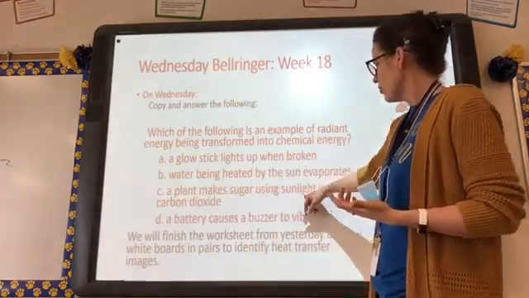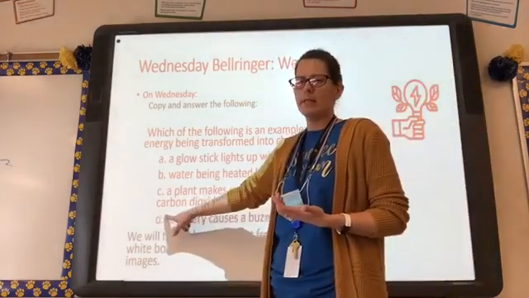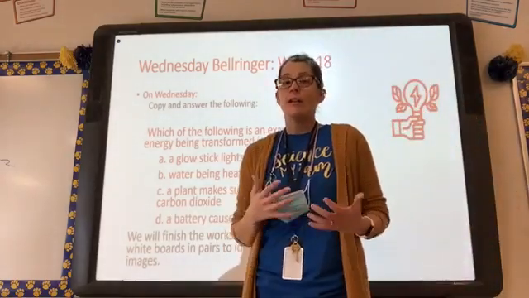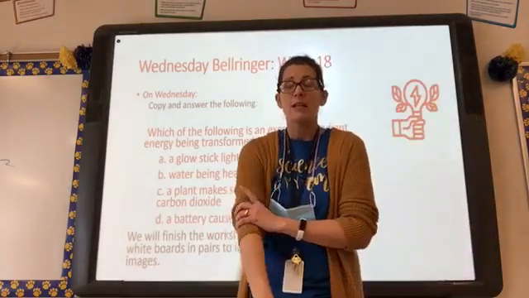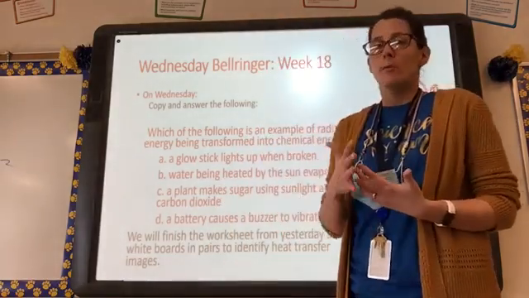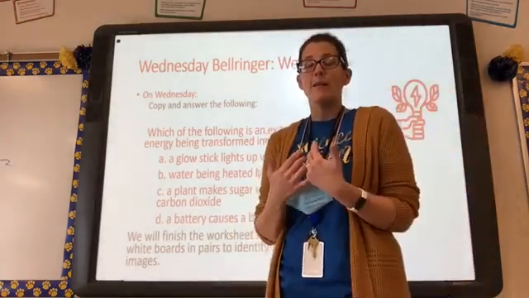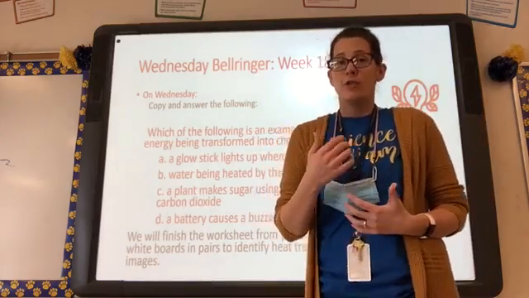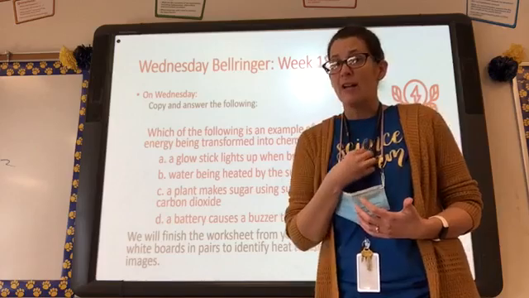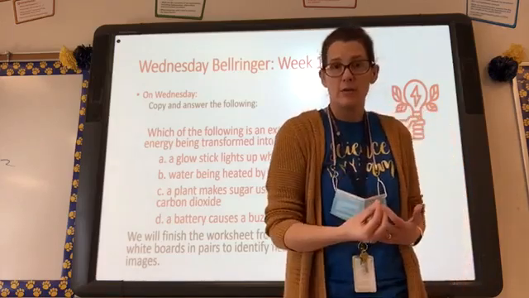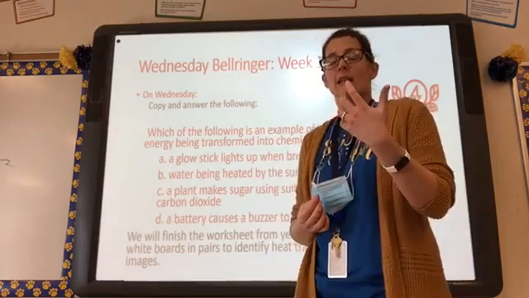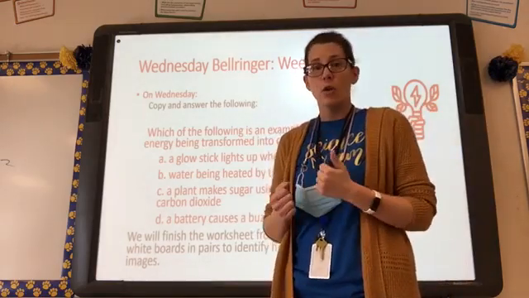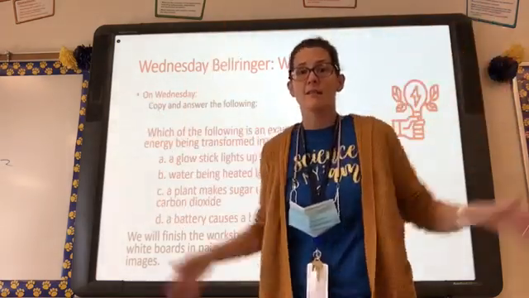Let's look at C. A plant makes sugar using sunlight and carbon dioxide. Now, we've talked about plants and how they get their energy, especially when we did the lab last week. Do you remember what plants do to eat? For breakfast, I had a bowl of cereal. That was my energy. What type of energy is food for us, humans? It's chemical energy, right? My cereal was the chemical energy that I get to grow and do things and move around and do jumping jacks.